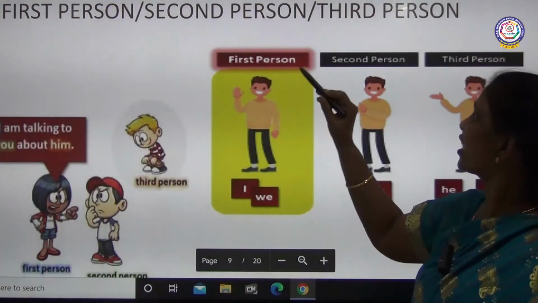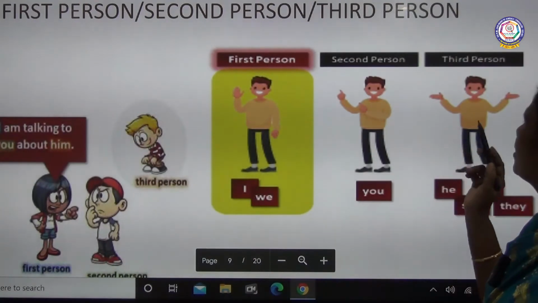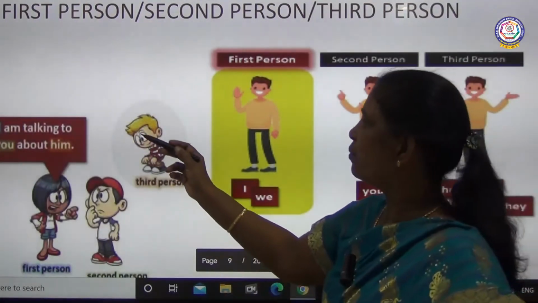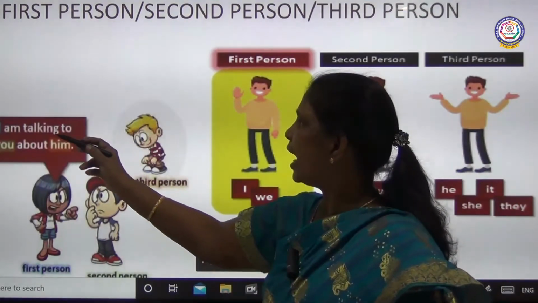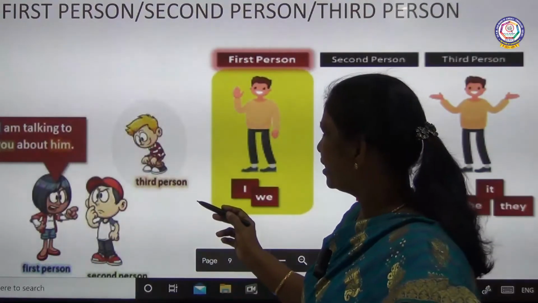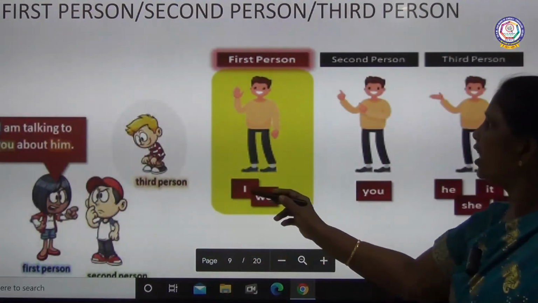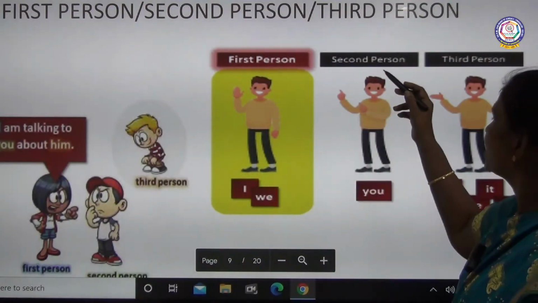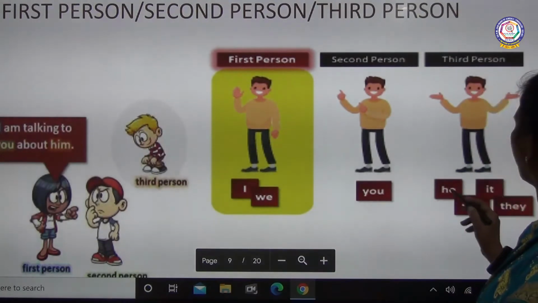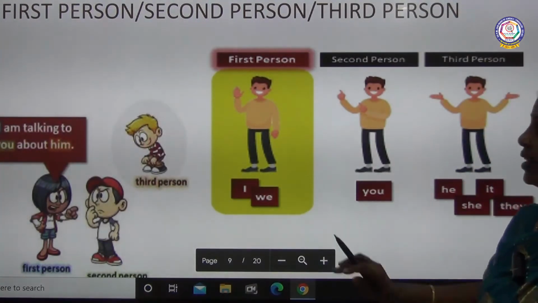First person, second person and third person. So here I said the persons, no children. So I am talking to you about, so I is the first person, you is the second person, and third person he, she, it. So I and we, singular and plural of first person, second person you, both singular and plural will be you, and third person he, she, it is singular and they is plural. So it is very clear children?